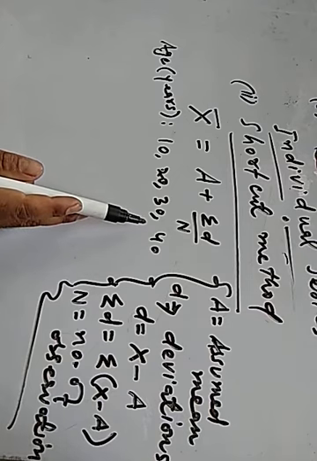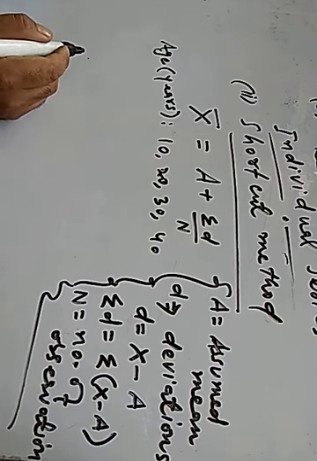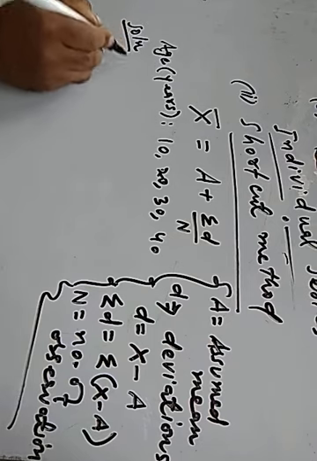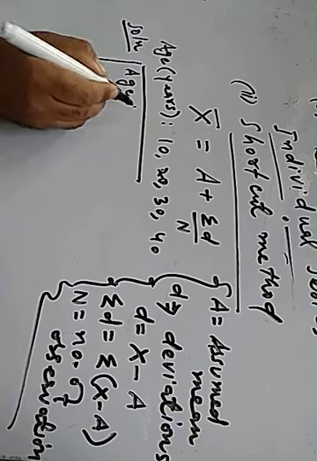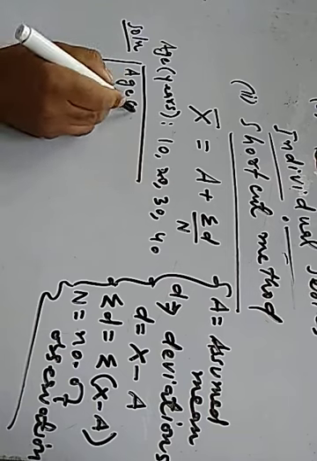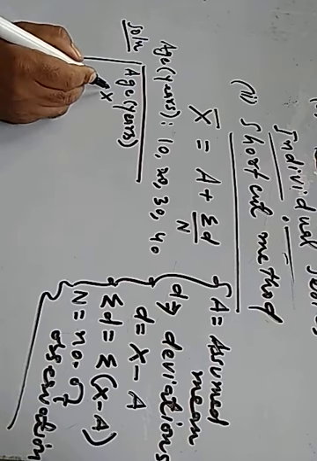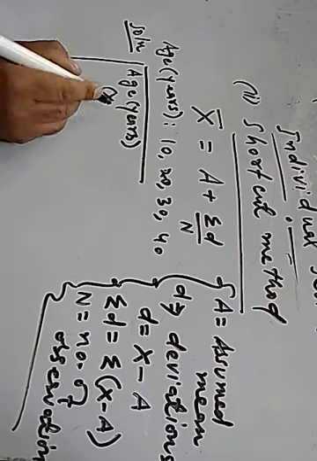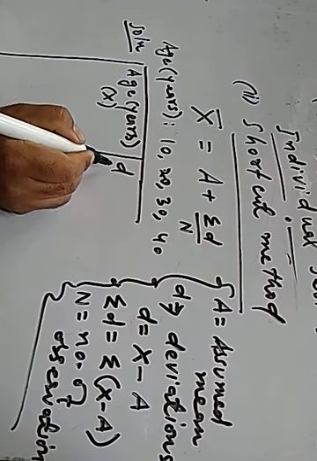The ages of 4 persons are given as 10 years, 20 years, 30 years and 40 years. And we have to apply this shortcut method. Now the solution will be: in the first column we will take age in years, denoted by x, and in the next column we will get the value of d, which is the deviation.